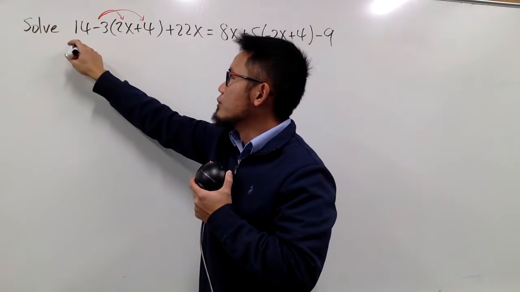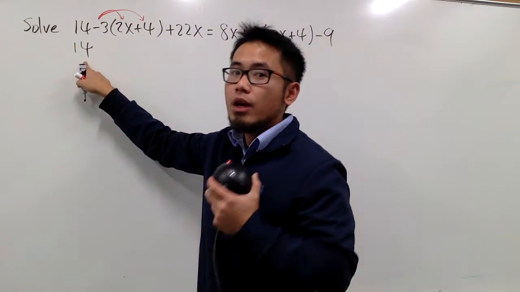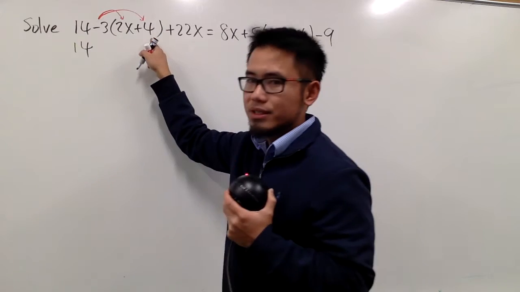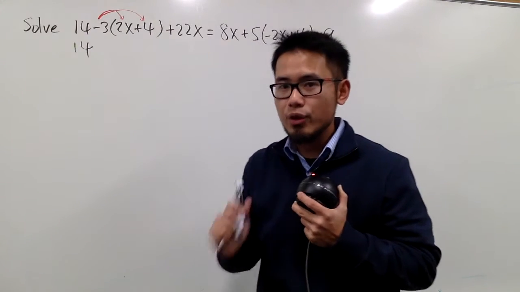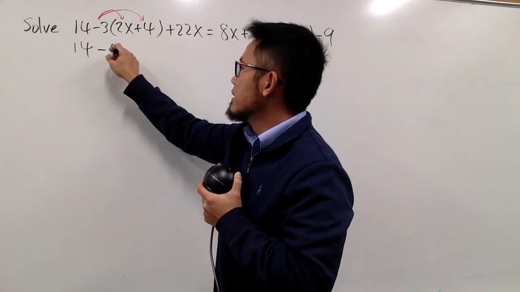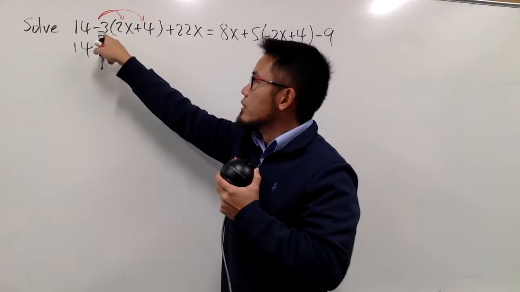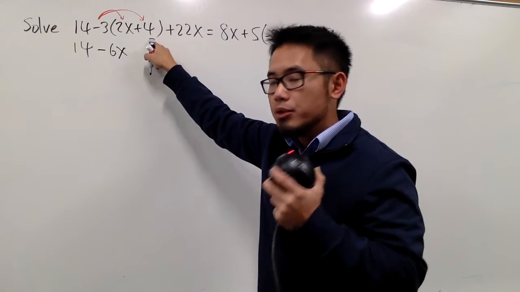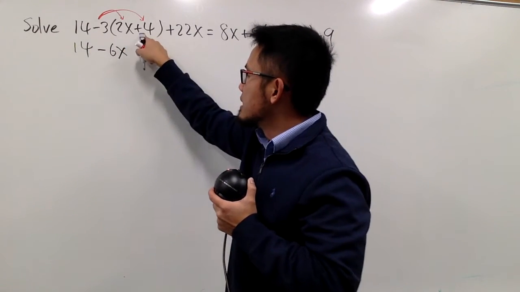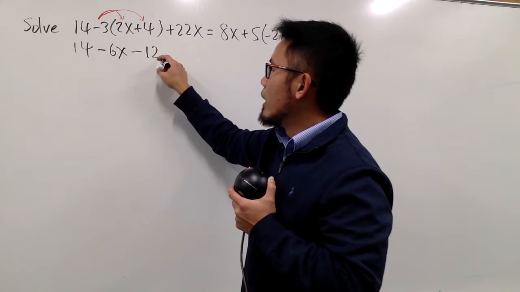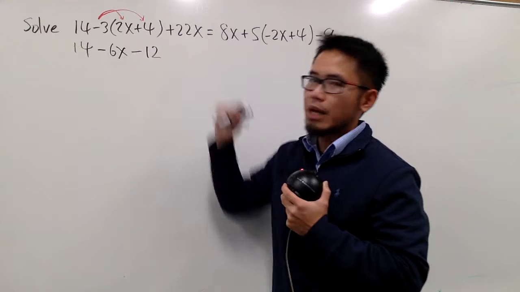And for the 14, you just leave it as how it is for now. Do not do 14 minus 3, because you have to actually work this out first, okay? Pay attention to the order. Anyway, negative 3 times 2x, we get negative 6x. And right here, we will have to take negative 3 times positive 4. Be sure you know that negative times positive gives us negative, and 3 times 4 is 12. So be careful with the sign right here.